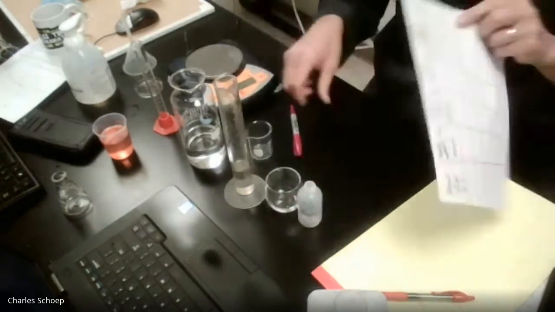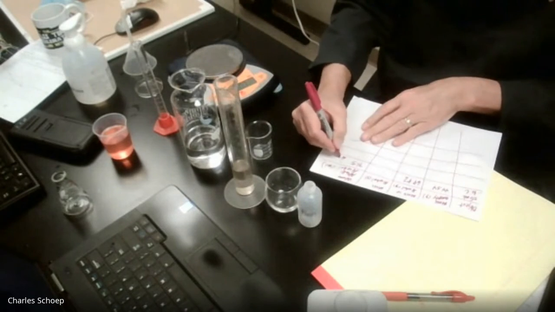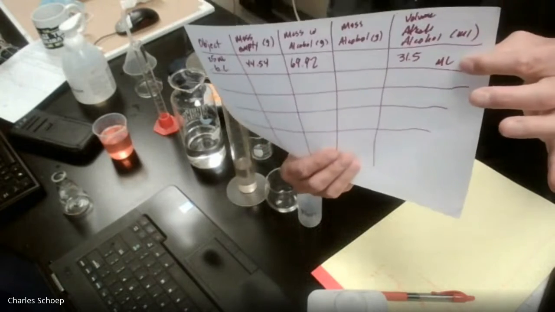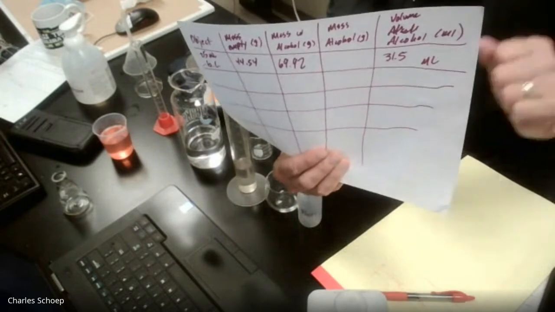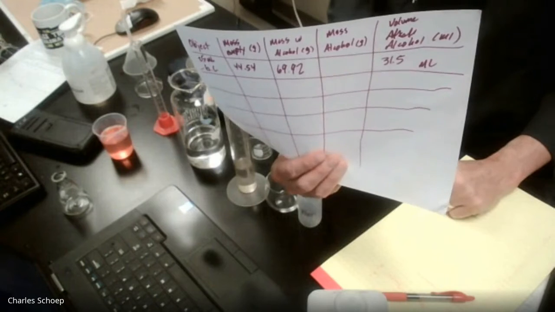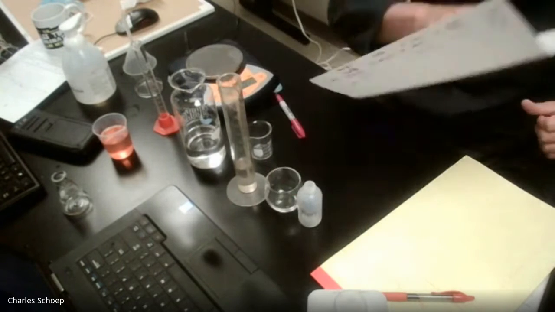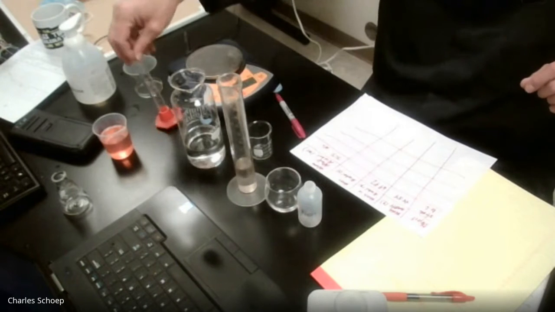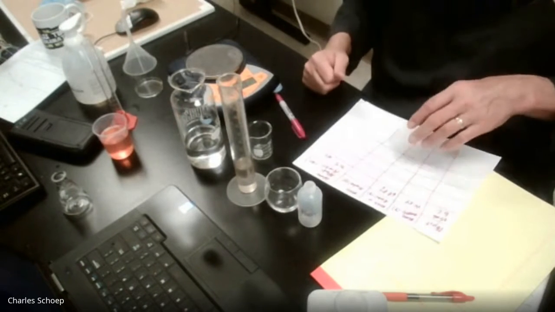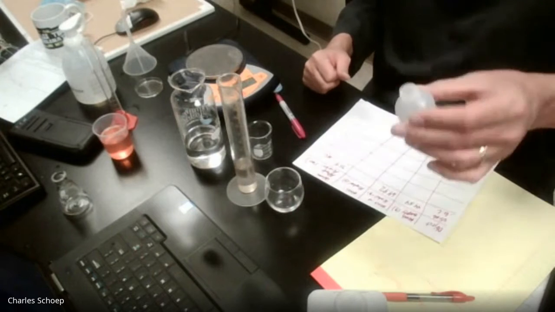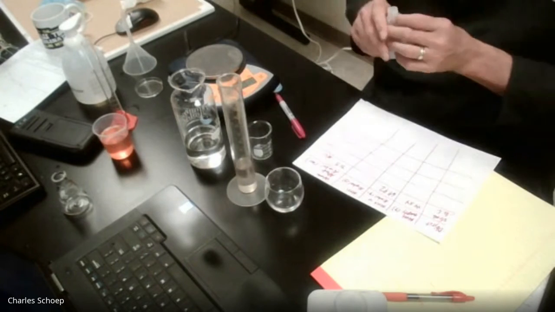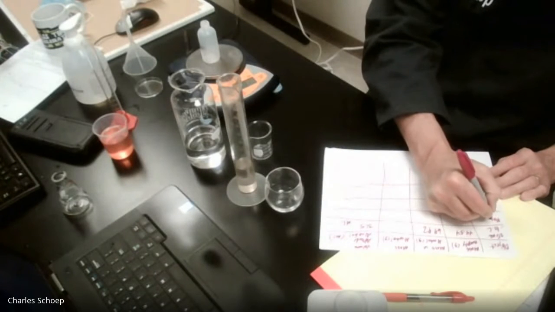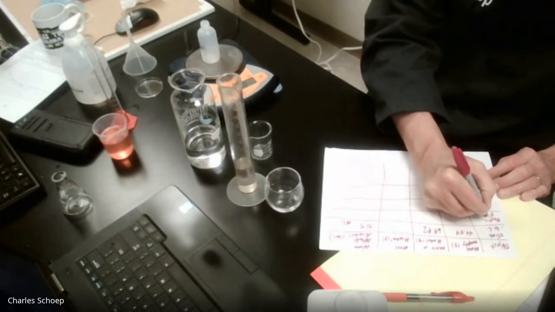I don't need to write milliliters here. If we want to be super duper fancy, we could, but because I already put it up at the top of the column, I don't need to do that. So we've done our 25 milliliter graduated cylinder. Let's go ahead and do our little plastic flask.